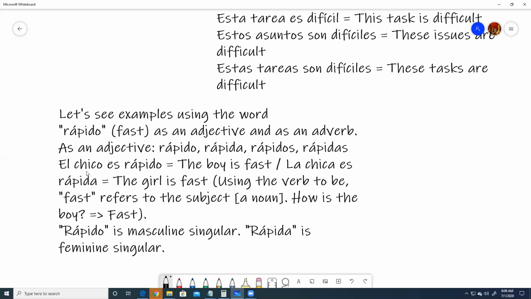For example, el chico es rápido. The boy is fast. Or the feminine, la chica es rápida. The girl is fast. So using the verb to be, in this case, is, fast refers to the subject. That is a noun. So how's the boy? Fast. So this rápido is referring to chico, and this rápida is referring to chica. Rápido is masculine singular, rápida is feminine singular. Okay.